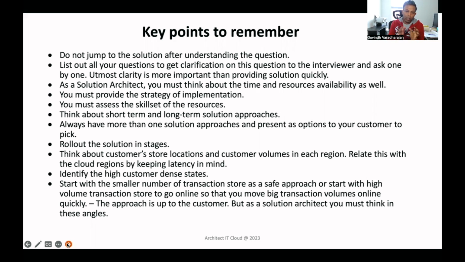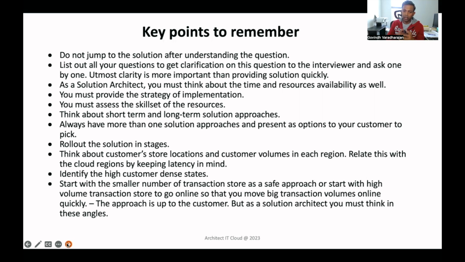And start with a smaller number of transactions. So for example, if you want to execute this solution, you can do it in two ways. We can pick the region where the low density of customers is available, roll that out into the cloud and test it out, because the impact will be less, right? And if there are any problems, you can rectify them and implement that full stable solution for the high volume transaction regions, right? So you can always think about two options: start with small or start with big.